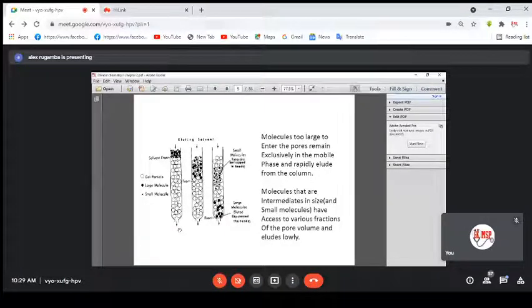So it is our liquid, and then the large molecules will be analyzed first while the small molecules will come later.